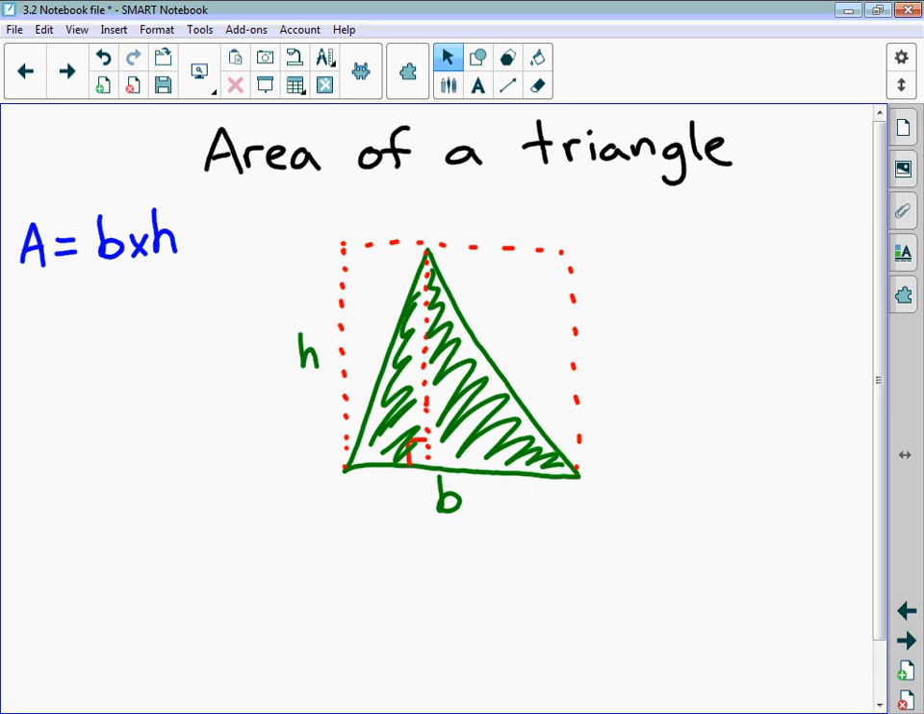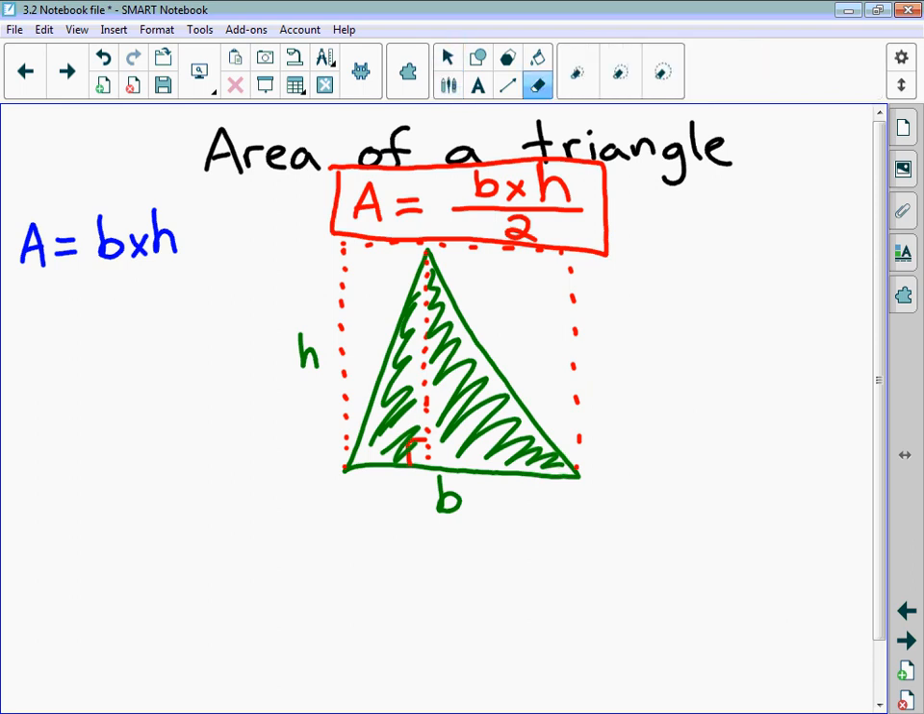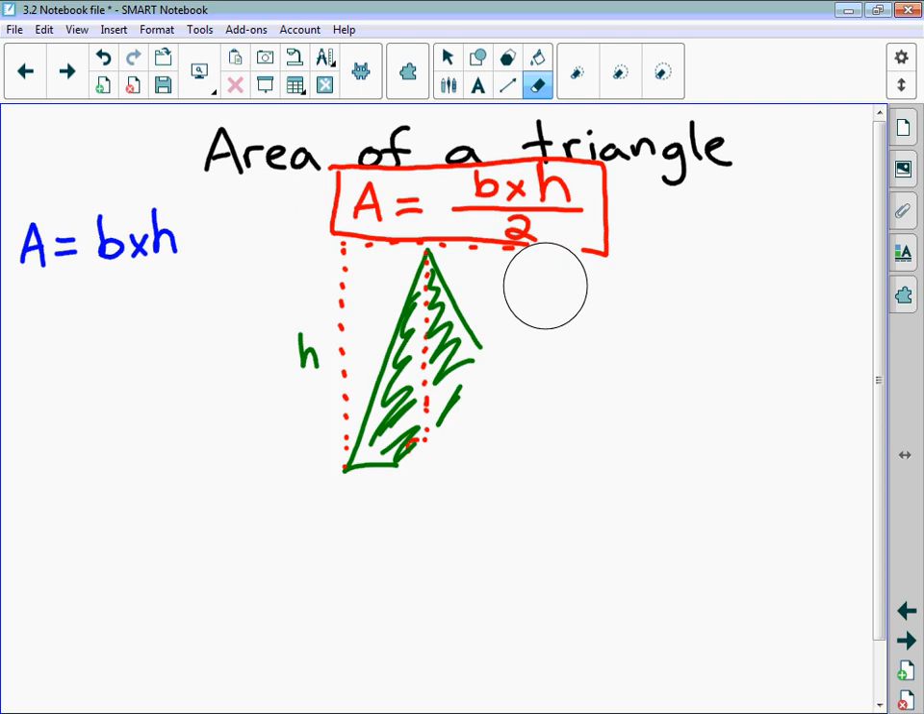And so the area of a triangle, area is equal to base times height, and whatever that is, divided by 2. So this is the equation to find the area of a triangle. Area is equal to base times height divided by 2. So let's just do a couple quick examples.